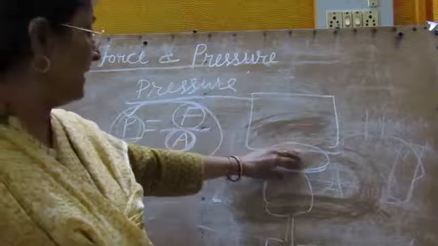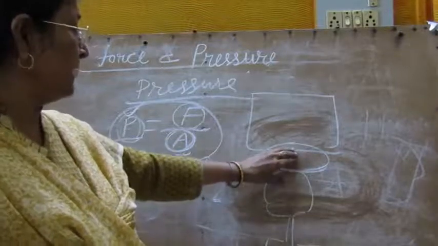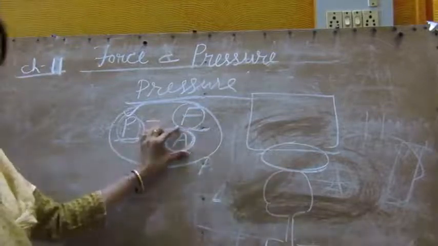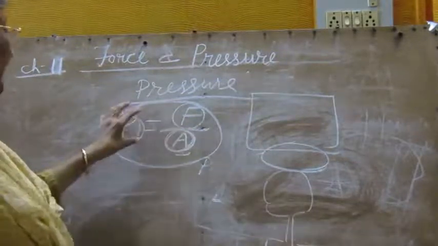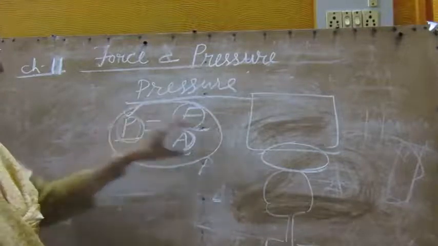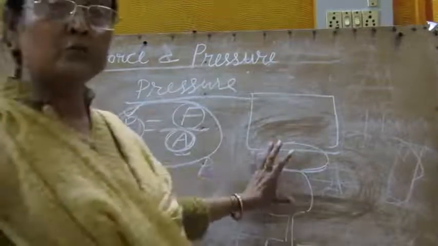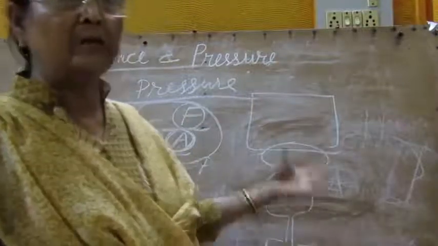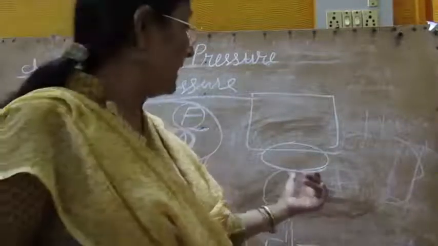The touching area in between the luggage and the head will be very small. That means A will be less. If A is less, then P will increase. So the porter will get more pressure to carry the load, and he will become tired, and also he may be uncomfortable.